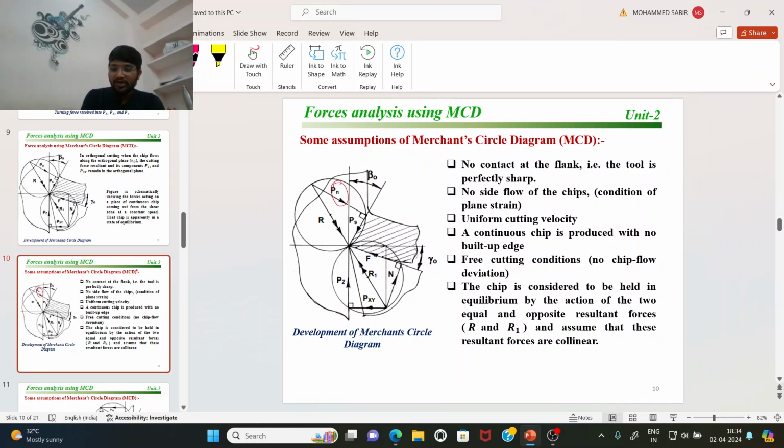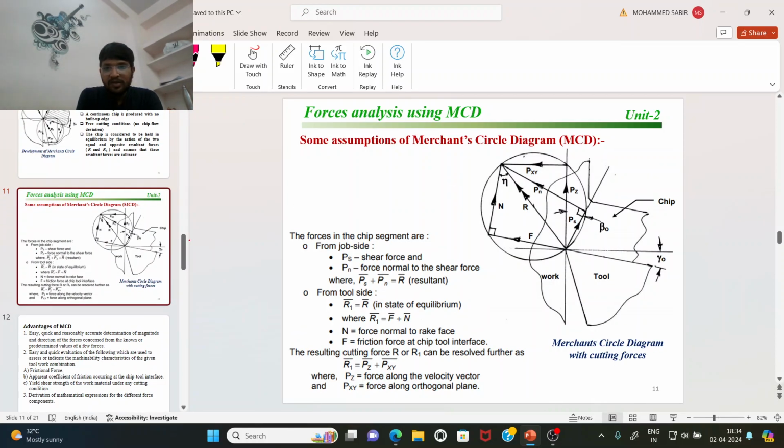Due to that, the tool feels friction between the tool and workpiece, and because of that the chip also feels the friction and a normal force. This is friction. This is a normal force.